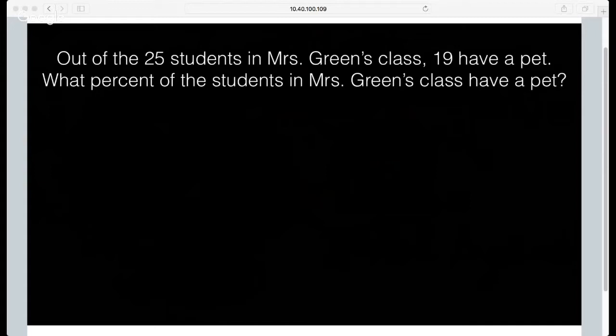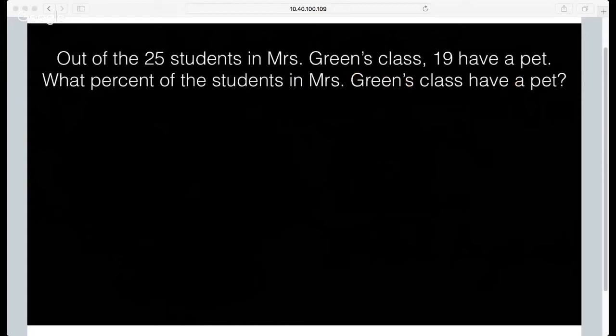All right, check this out. Out of the 25 students in Mrs. Green's class, 19 have a pet. Okay, it's about animals and a class and students. Out of 25 students in Mrs. Green's class, okay, Mrs. Green has 25 students, 19 of those students have a pet. What percentage of the students in Mrs. Green's class have a pet?